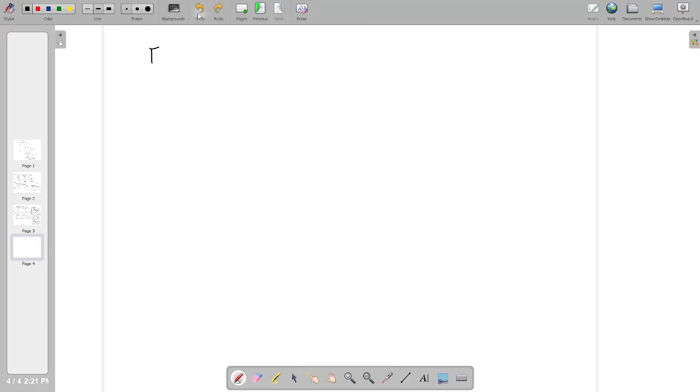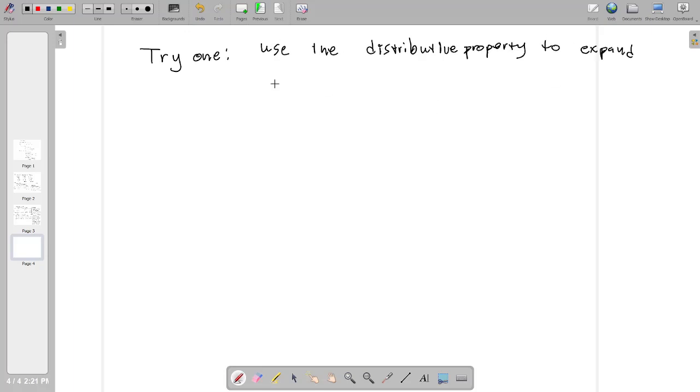I want you to try one on your own. Use the distributive property to expand the expressions. For part A, you just need to use the distributive property once. For part B, you'll need to use the distributive property twice.